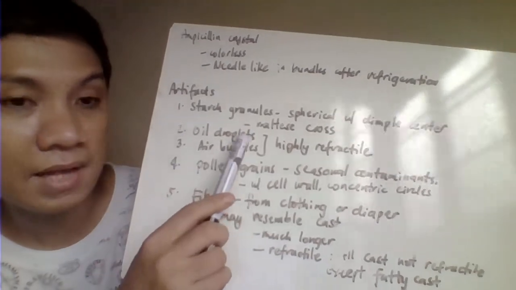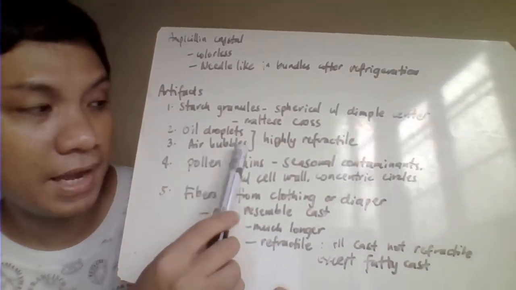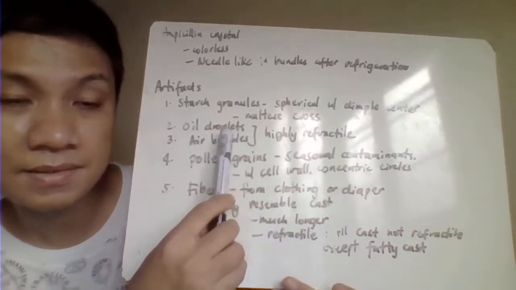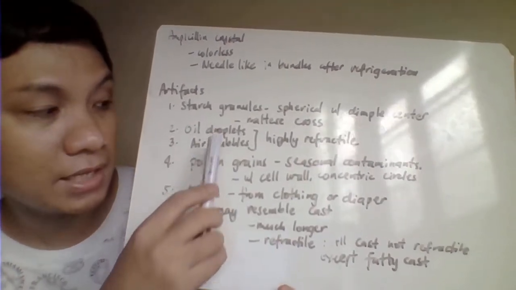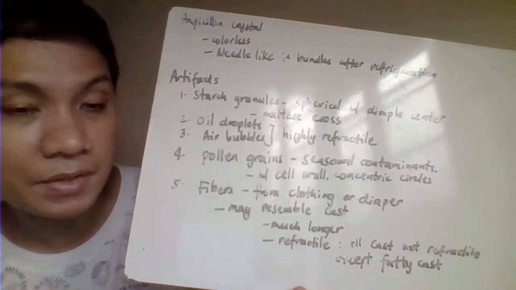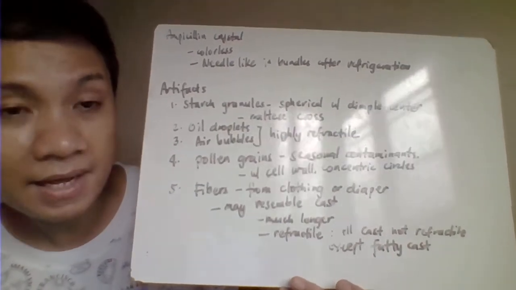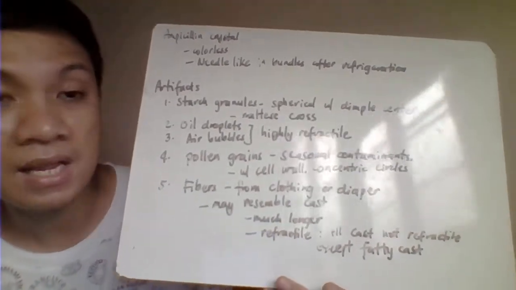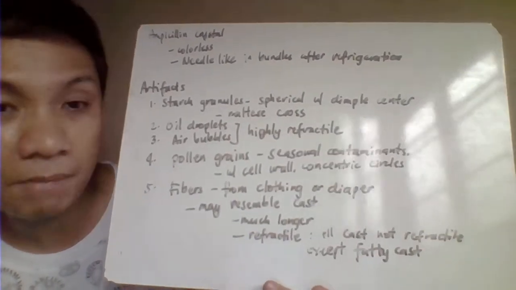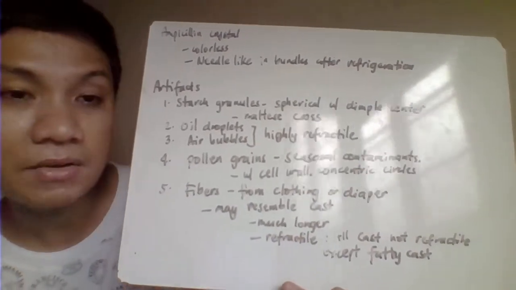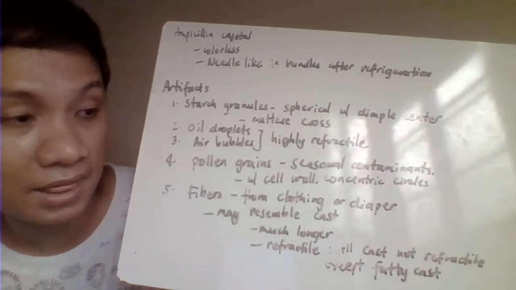Oil droplets are contamination with oil, and are usually perfect circles. Air bubbles might be perfect circles or not. Again, they are highly refractile and should be differentiated from our red blood cells. To differentiate, you can add acetic acid.